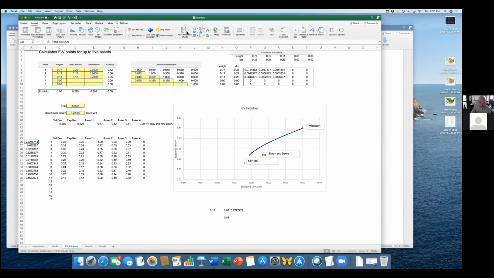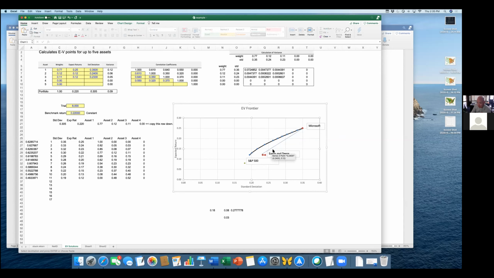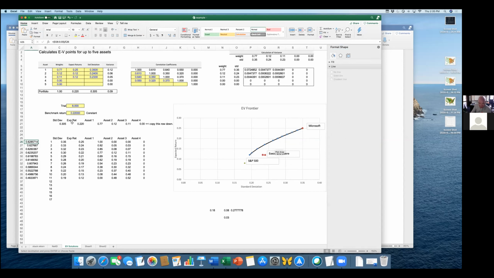As long as you get the EV frontier to the left of this, you're going to have it right. You could have it going out here. You could have it going out here, curving down. I would not expect you to know how that looks without running the EV solution. All right? But this is the EV solution. Derived it. Here's our EV frontier.